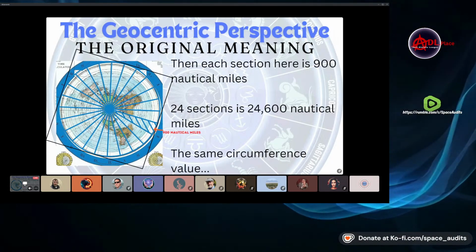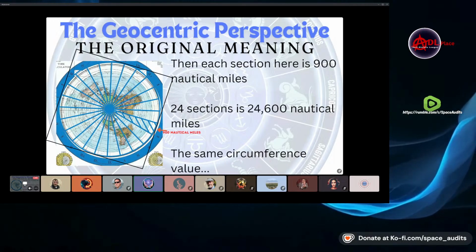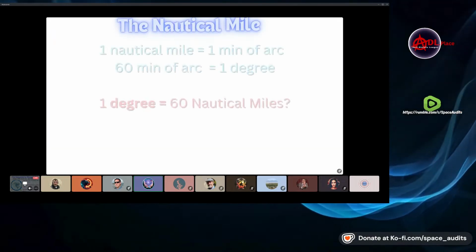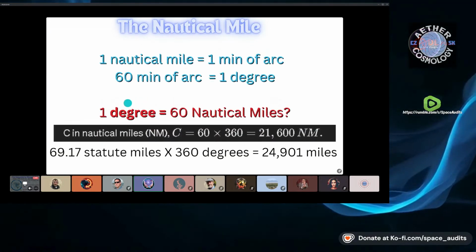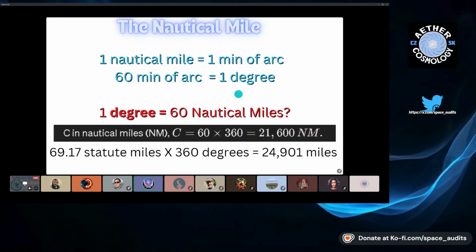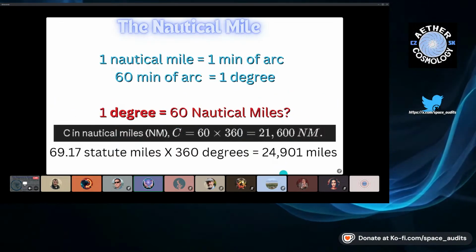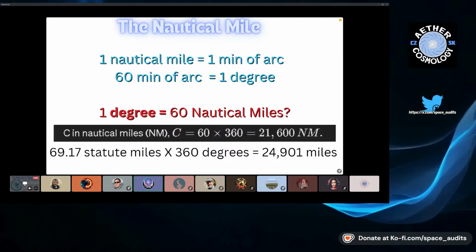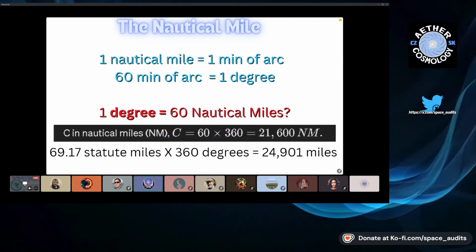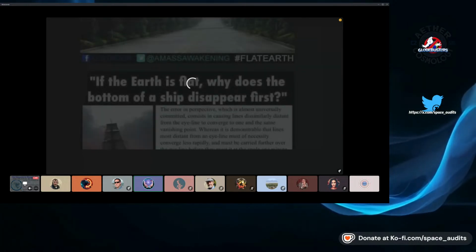All right. So we'll continue then. We're going to start with this determination, right? So we know, where do we get this from? Who determined 1 degree equals 60 nautical miles? And then, of course, consequently, 1 degree equals 69 statute miles. How do we get that?